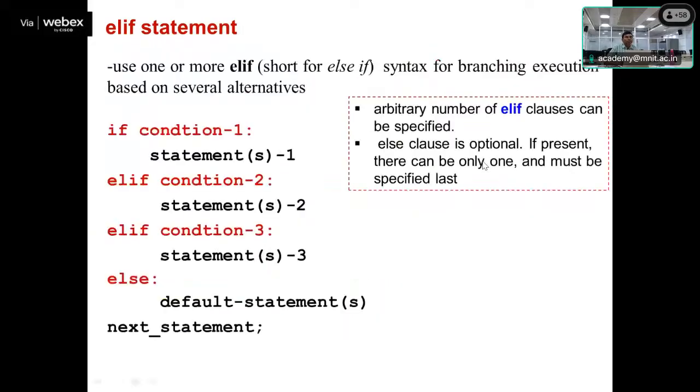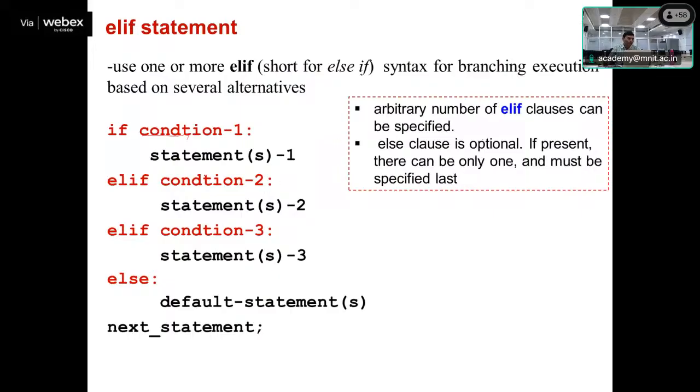Now come to another if else statement where we want to perform more than one option. It means we do not have two options, but more than two options which we want to perform depending on different conditions. So the elif statement uses one or more else if. Else if, short notation is elif. It is the syntax for branch execution based on several alternatives. Whenever we have more than two alternatives, we can choose which of the alternatives is going to take place depending on the condition at each elif statement.